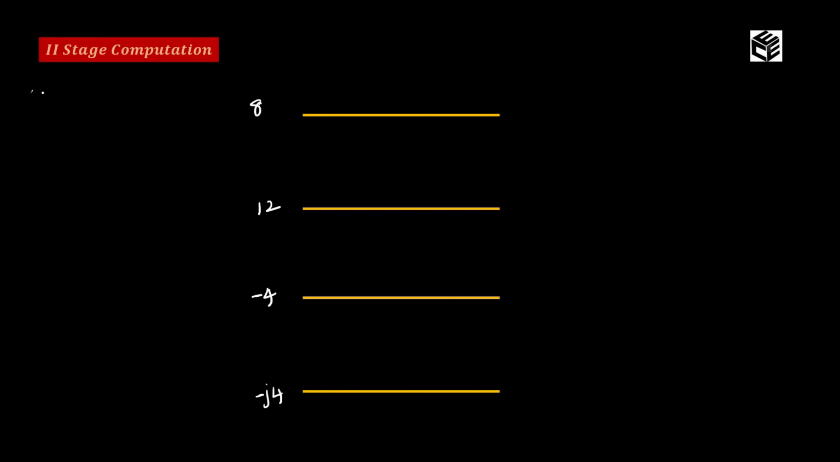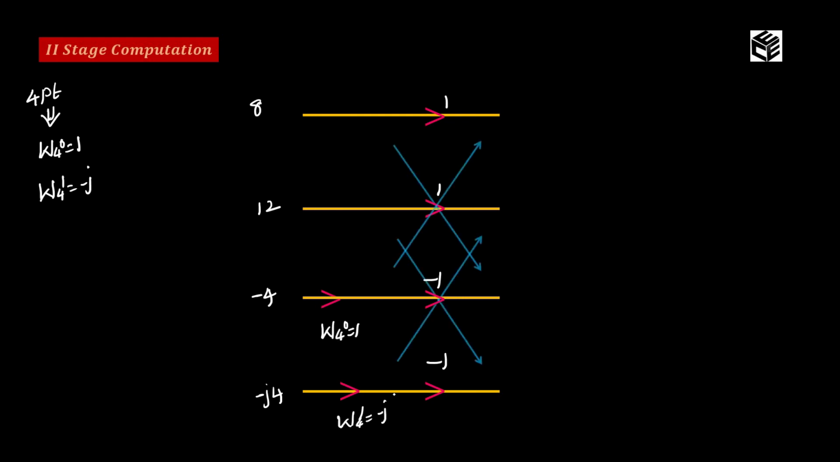Okay. Second stage means it is a 4-point computation, which means we will be having 2 Twiddle factors. W4 power 0 is equal to 1. W4 power 1 is equal to minus j. I'm going to equally split this plus 1 and minus 1 values for these 4 lines. So first 2 lines will take plus 1. The last 2 lines will take minus 1. Wherever there is minus 1, we will be introducing the Twiddle factors. Right. Now I'm going to cross the lines.